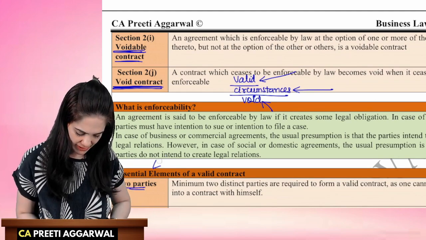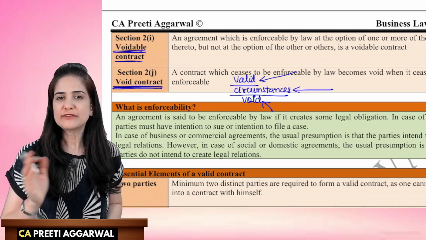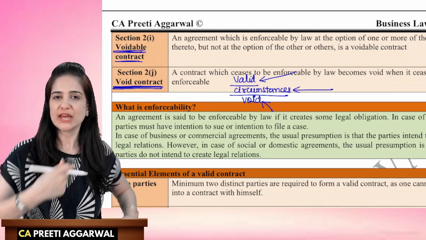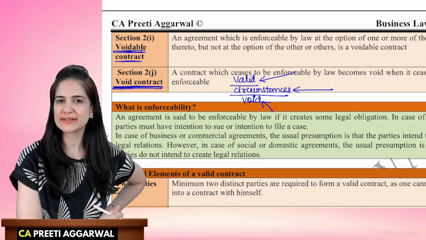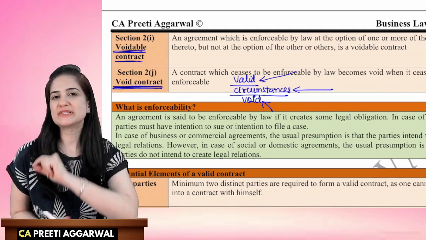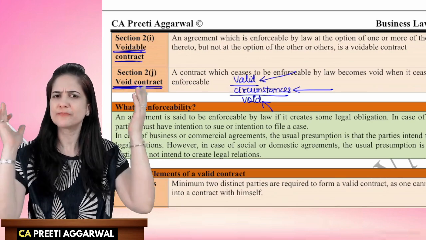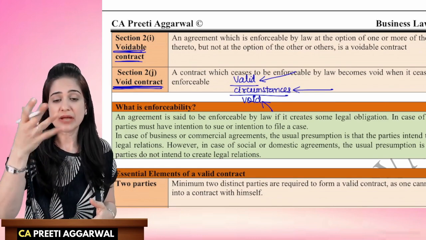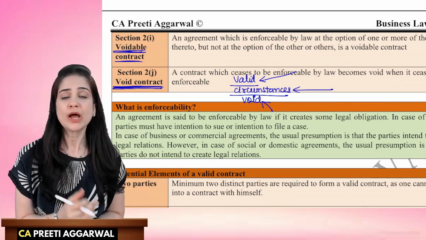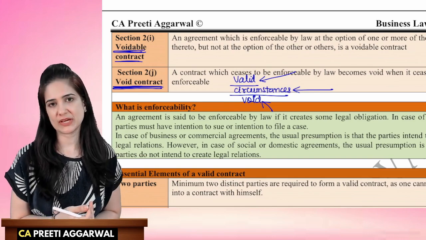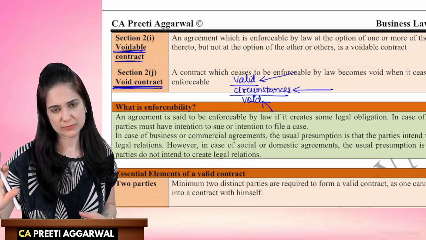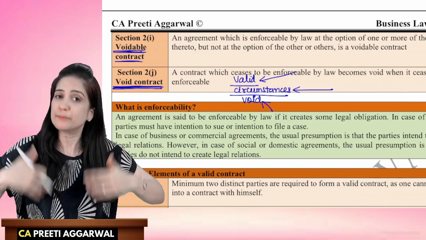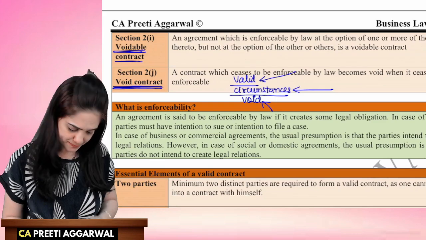What is enforceability? We just discussed. Enforceability means intention to sue, intention to file a case. If one party defaults, the other party can take action. In case of business or commercial transactions, we presume that there is intention to create legal relation. You need not agree upon it separately. It is assumed. But in case of social or domestic agreement, there is no such presumption. Parties do not intend to create legal relation.